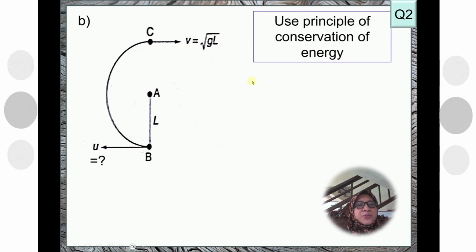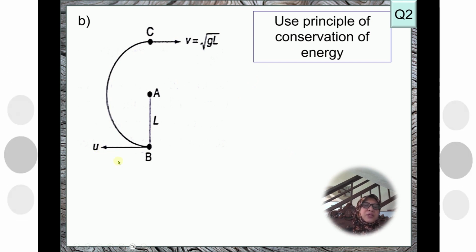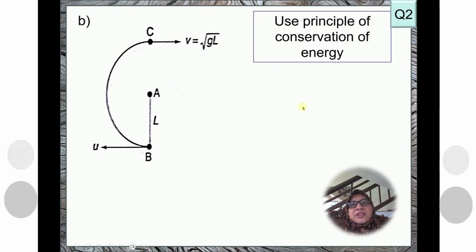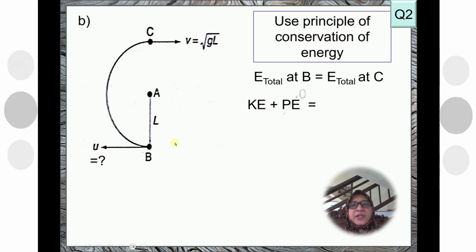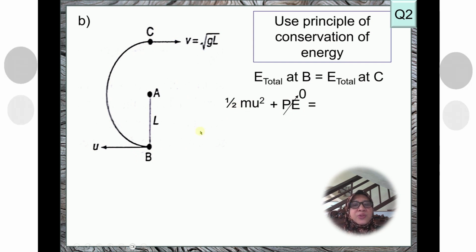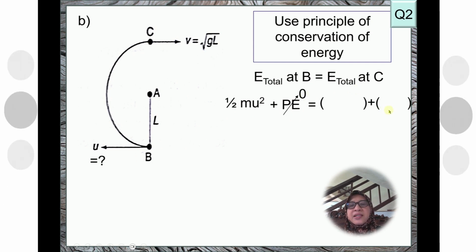In question B, we are going to find u, which equals the square root of 5gL, so we are going to show that also. The question asks us to use the principle of conservation of energy. That means the total energy at B equals the total energy at C. The total energy at B is kinetic energy plus potential energy. The potential energy at point B is 0, so only kinetic energy is involved here, and it equals half mu squared. Then the total energy at C will be potential energy plus kinetic energy also.